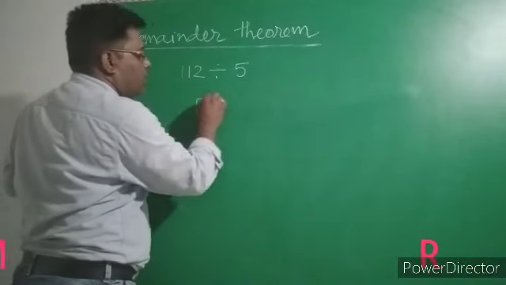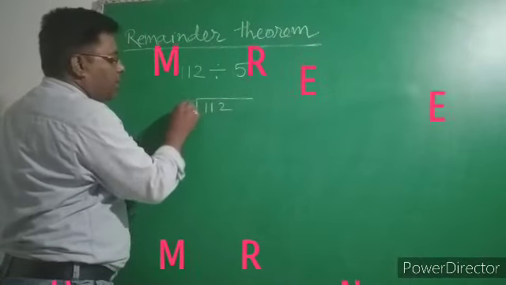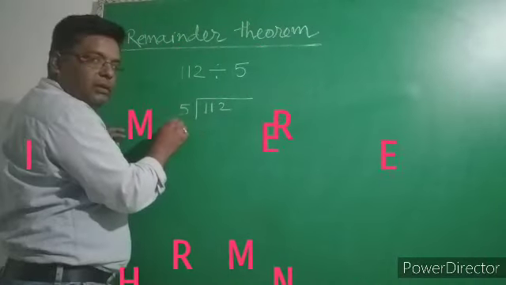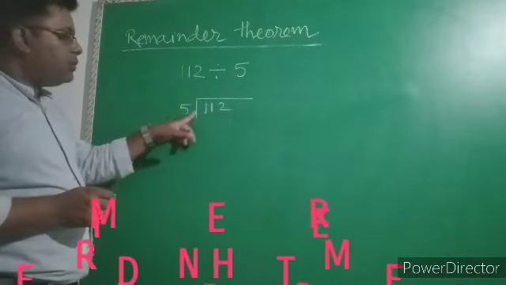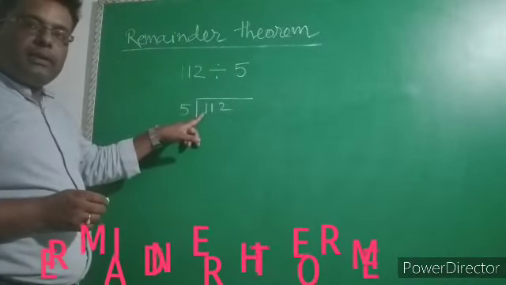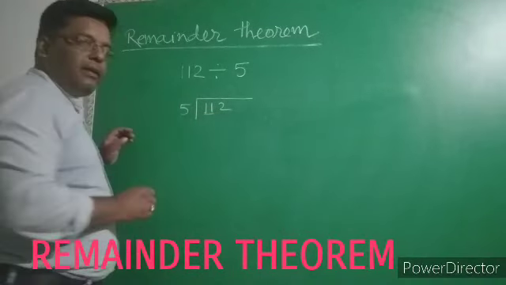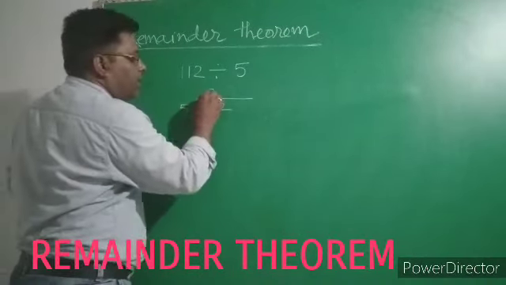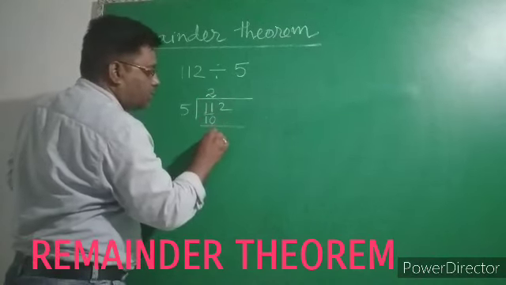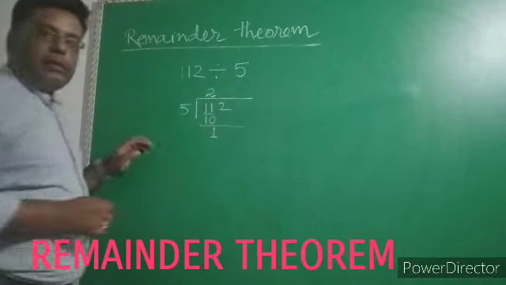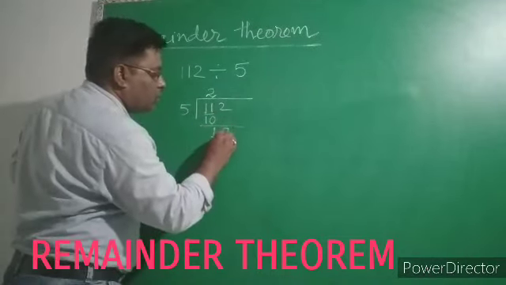So, 112 divided by 5. First we take the first digit, 1, but 1 is not divisible by 5. So we'll take 11. So 5 twos are 10, and 11 minus 10 leaves 1, which comes down here.